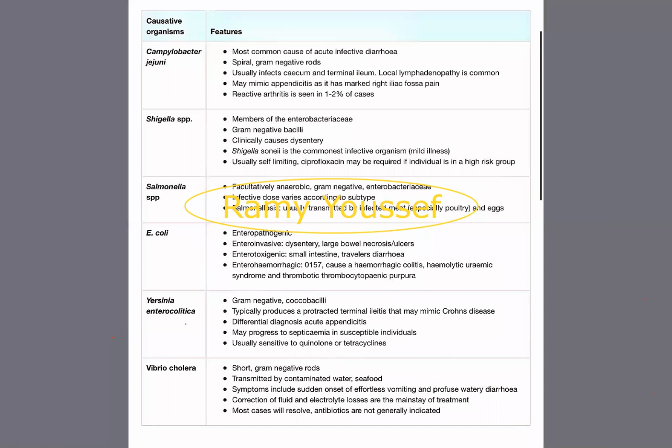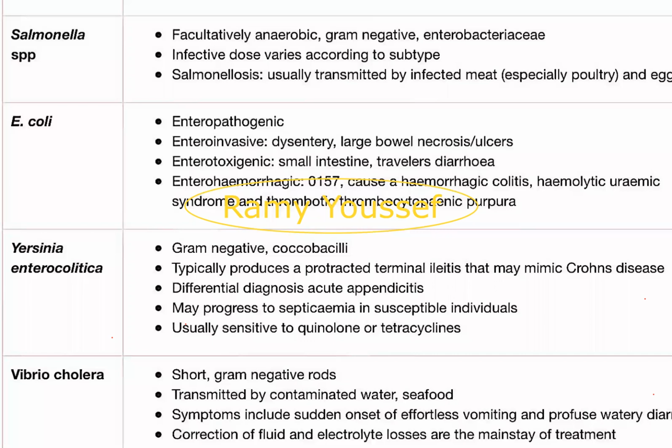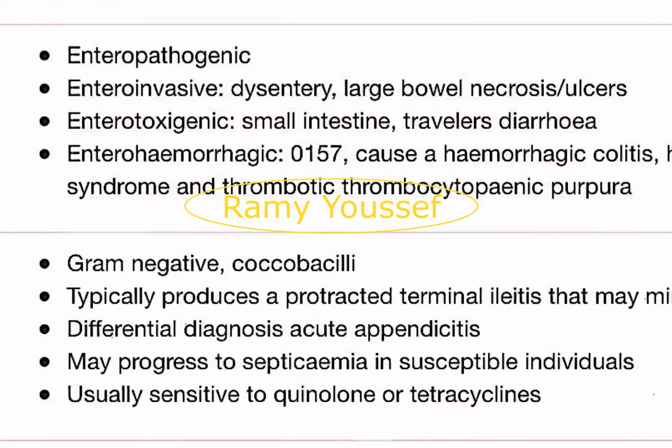This is Yersinia enterocolitica, a gram negative coccobacillus. It typically produces protracted terminal ileitis and mimics Crohn's disease, with acute appendicitis as a differential diagnosis. It may progress to septicemia in susceptible individuals, and is usually sensitive to quinolone or tetracycline. We don't care about this except for terminal ileitis and mesenteric lymphadenopathy, which mimic Crohn's disease and acute appendicitis. Clear? We don't have any other question about Yersinia enterocolitica except this one. Just put it in your notes to remember.